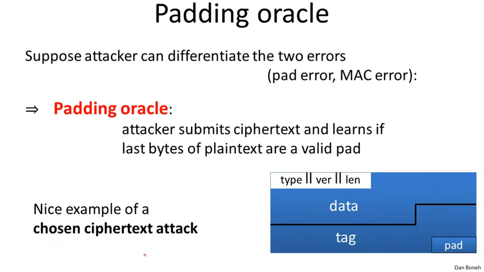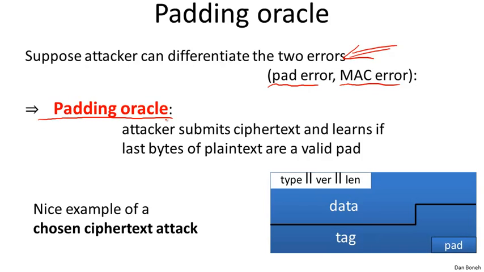Let me briefly explain why. Suppose an attacker can actually differentiate the two types of errors. In other words, he can tell if a pad error occurred or a MAC error occurred. The result is what we call a padding oracle. Because now imagine the adversary has a certain ciphertext that it intercepted, and it wants to try and decrypt that ciphertext. What it could do is take that ciphertext as is and submit it to the server. The server is going to decrypt the ciphertext and then look to see if the pad has the correct format.